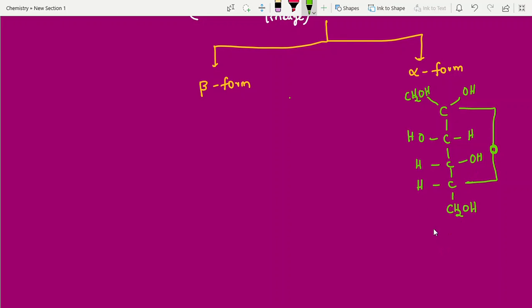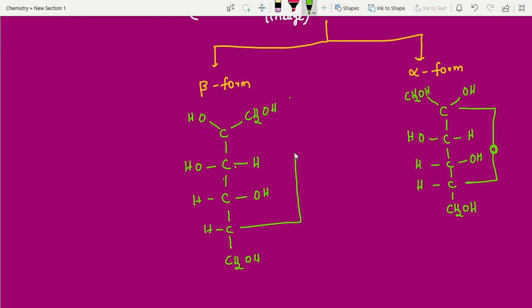This is alpha form. What about beta form, students? Beta form is nothing but OH is left hand side. That's all. Rest all same. Even these two also we call it as epimers, right? Only one carbon configuration is different. Remaining all are same. CH2OH. That's all. This is beta form.